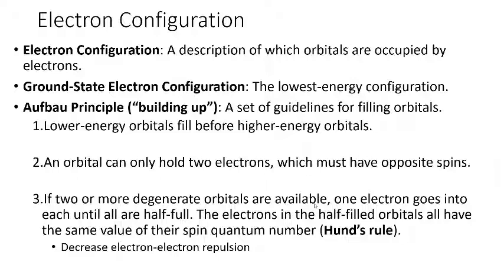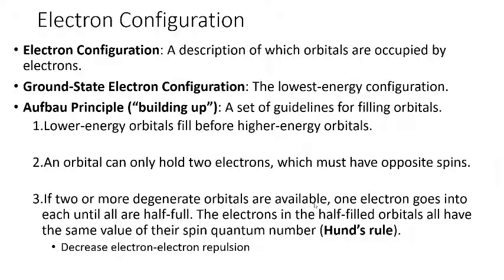And so the ground state electron configuration is the lowest energy configuration of electrons within those orbitals. So the buildup of electrons within orbitals follows the Aufbau principle, which is basically the principle of building up. So it's a set of guidelines for filling these orbitals. So the Aufbau principle has three different tenets.